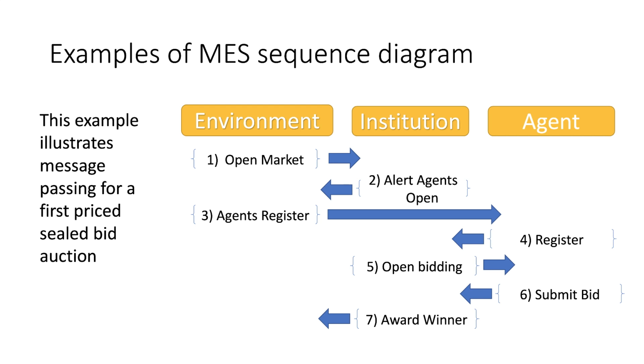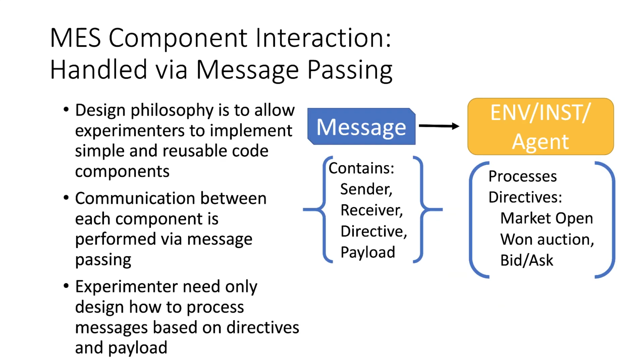So the institution developer could say, I will accept messages for opening the market, for registration of agents, and for bid submission, right? And then they might say, I'll alert the environment that agents can now register, and so on and so forth. But if you think of it as a way of identifying the types of messages allowed, these diagrams can be incredibly helpful in both describing the function and the capabilities of the microeconomic system, but also debugging any problems that might occur in development and experimentation.